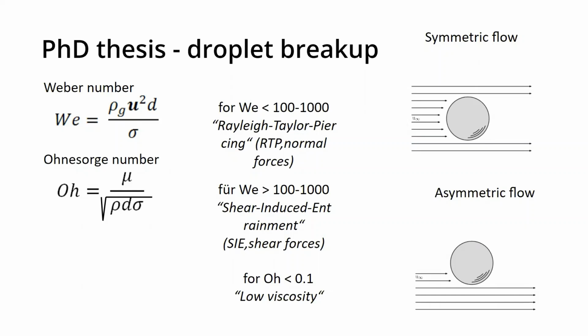And the Weber number, if you don't know, is the ratio of inertia to surface tension. So the higher the velocity, the higher the Weber number is. So the higher your velocity, the more likely it is that the shear-induced entrainment happens. And the Ohnesorge number is a ratio between viscosity and inertia and surface tension. So the higher the Ohnesorge number is, the higher your viscosity is.